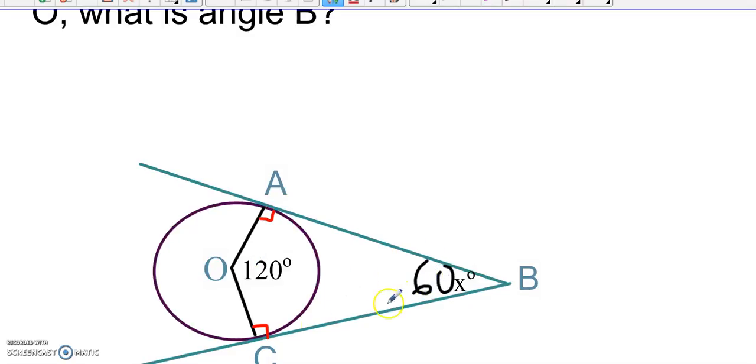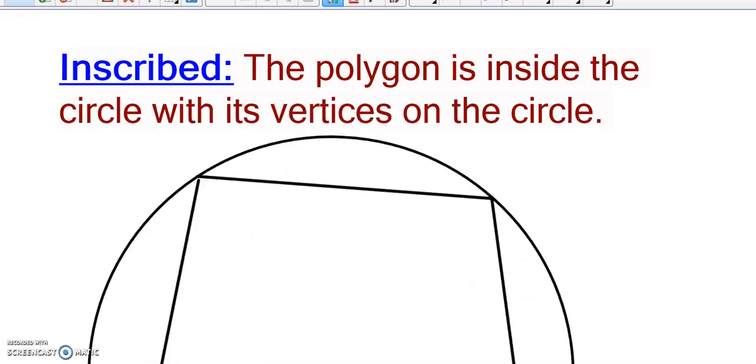And that's just knowing that there's a total of 360 degrees in here and subtracting out these guys, knowing that two angles marked in red are 90s.